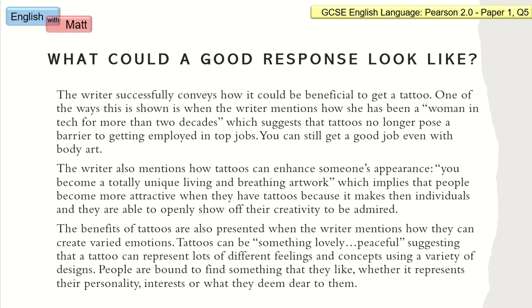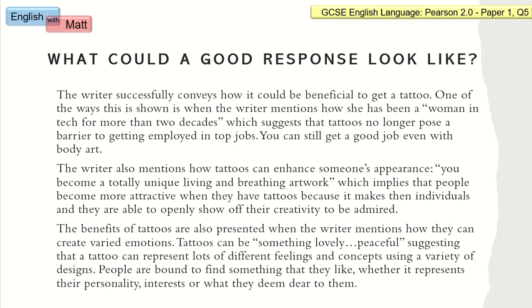It might look something like this. So 3 points in 3 paragraphs. The writer successfully conveys how it could be beneficial to get a tattoo. One of the ways this is shown is when the writer mentions how she has been a woman in tech for more than 2 decades, which suggests that tattoos no longer pose a barrier to getting employed in top jobs. You can still get a good job even with body art.